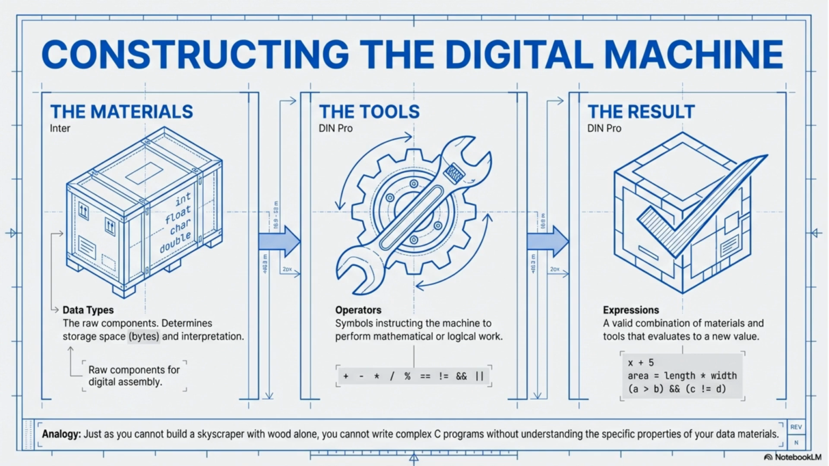First, the materials, or data types, define the raw components. Second, the tools, or operators, instruct the machine. Third, the result, expressions, combine both to evaluate a new value.